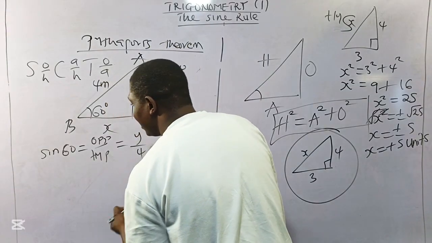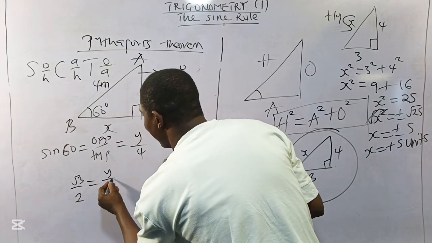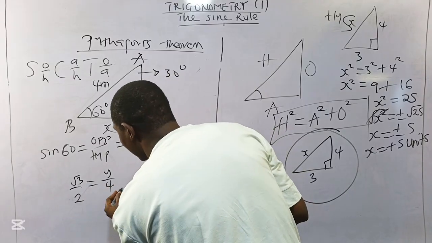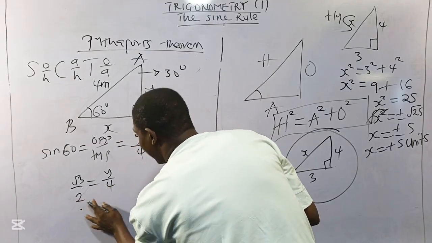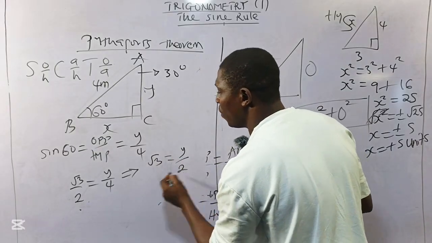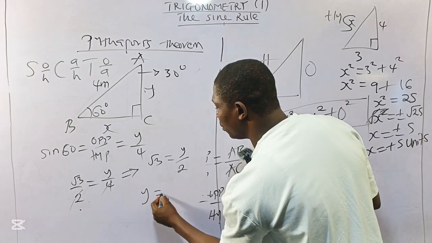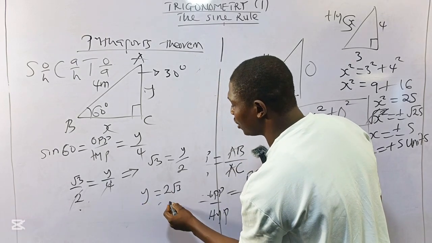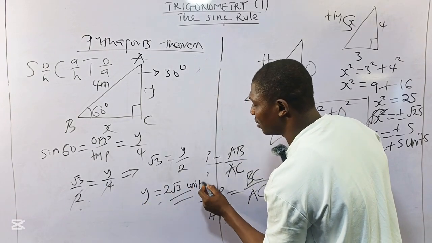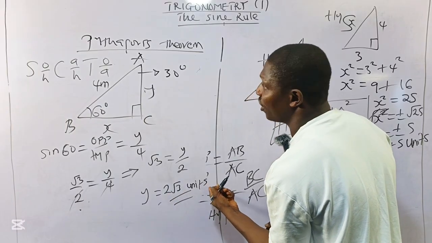So therefore, since hypotenuse is given and I want to know my opposite side, I relate it to sine. And sine 60 is root 3 over 2, which will be equal to y over 4. You can see that I can simply have root 3 over 2 equals y over 4. 2 cancelling 4, you have 2. If I cross multiply, I'll have my y to be equal to 2 root 3 as my answer. Units: 2 is already greater than 1, so it must carry plural, which is units.